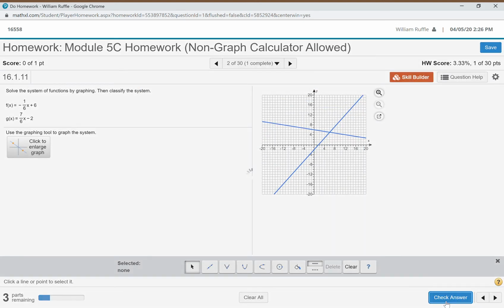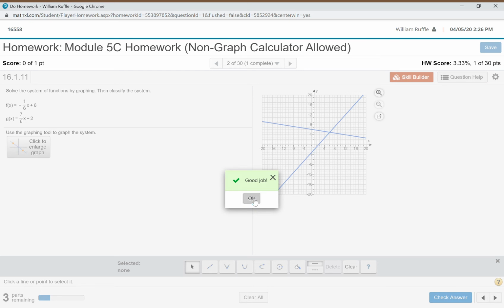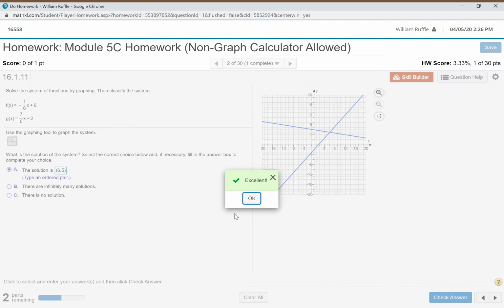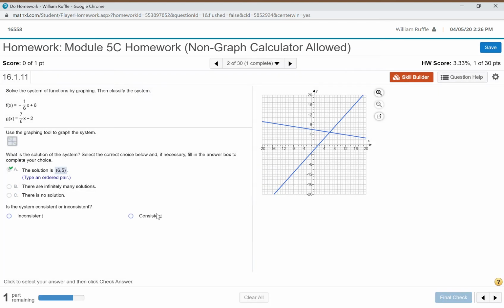See if I check my answer. Hooray, I got it correct. My intersection again is (6, 5) that I just looked at. (6, 5), close parentheses. Check. Excellent. And again, do I see two parallel lines here? No, I do not. So it's not inconsistent, so it must be consistent.